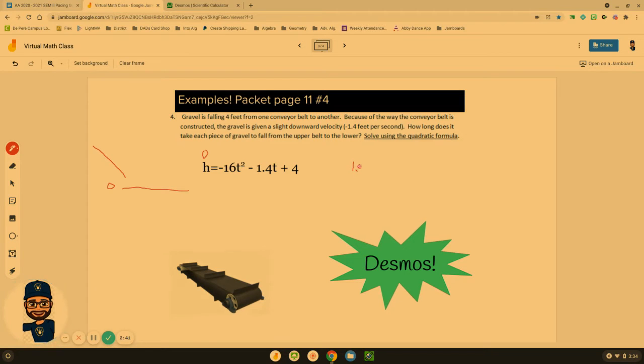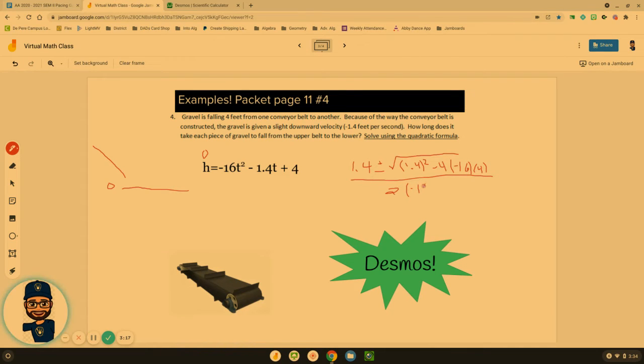Opposite of b is 1.4 plus or minus the square root of b squared. So 1.4 squared, minus 4 times the a value, which is negative 16, times the c value, which is 4, all over 2 times a, 2 times negative 16.